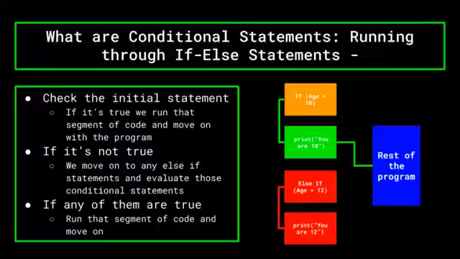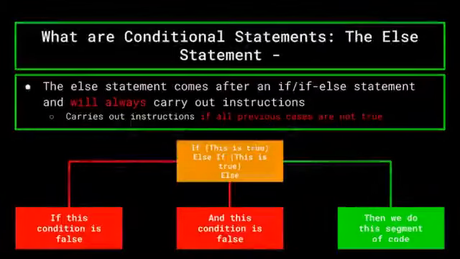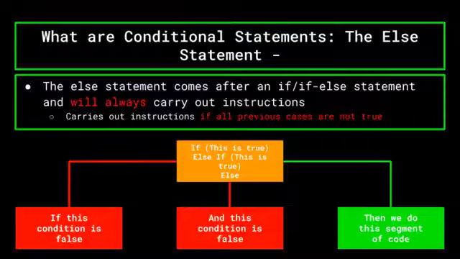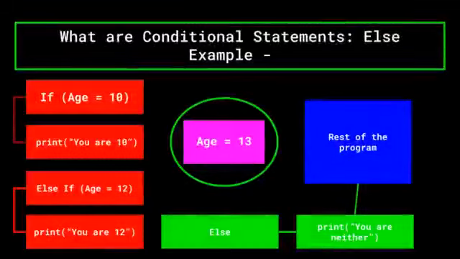Now that takes care of the if-else statement, so now we'll move on to the else statement. The else statement, once again, comes after an if or an else if statement, and will carry out its instructions no matter what, as long as the preceding statement or statements are evaluated as false. If we went back to our previous program, we could add an else statement, which would only have the code in its brackets run if the age variable wasn't 10 or 12. This will catch all cases of the program that didn't fit into our parameters.